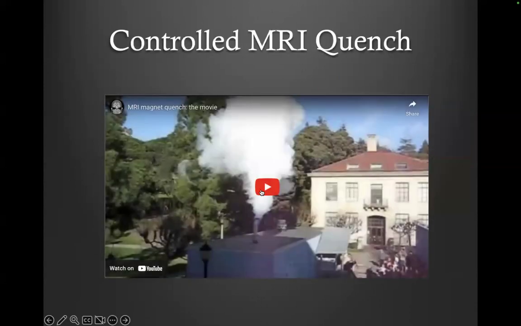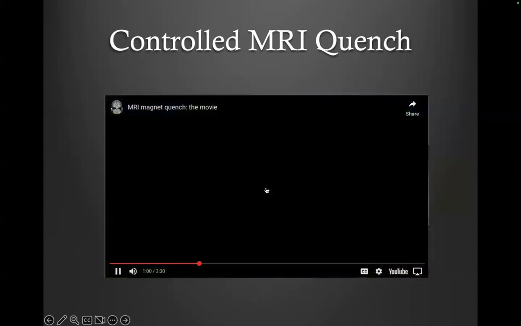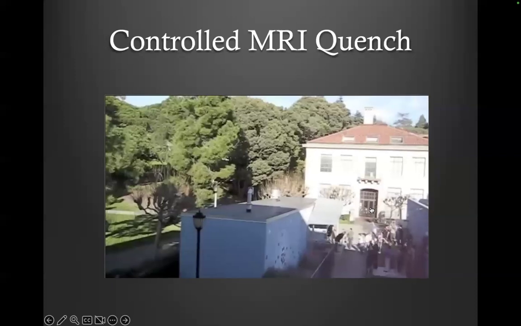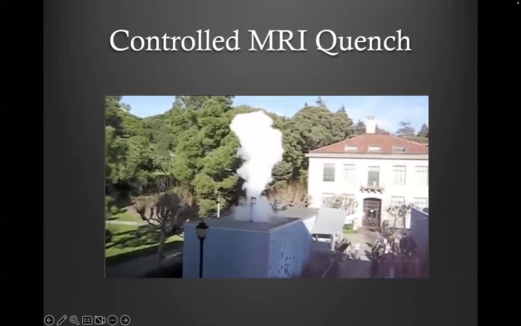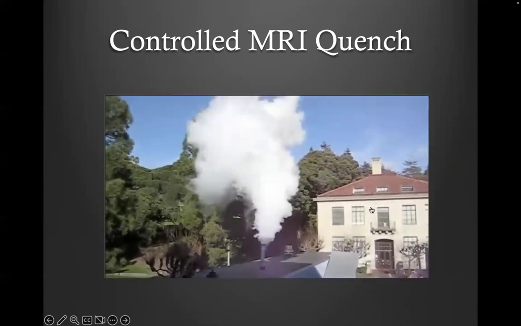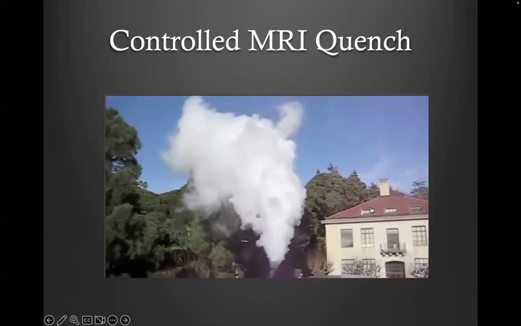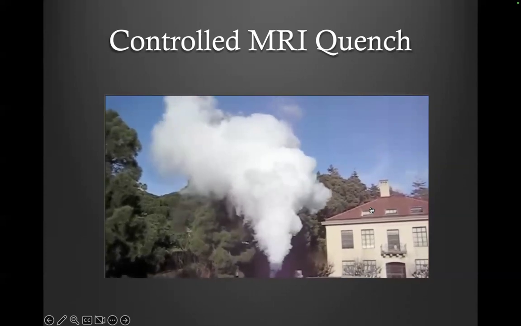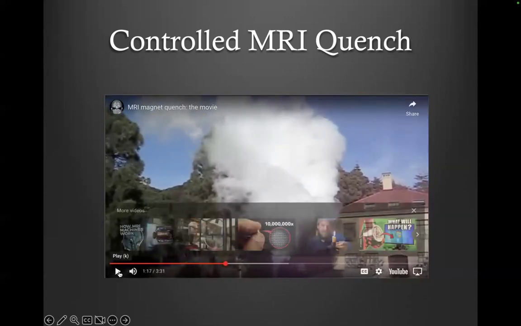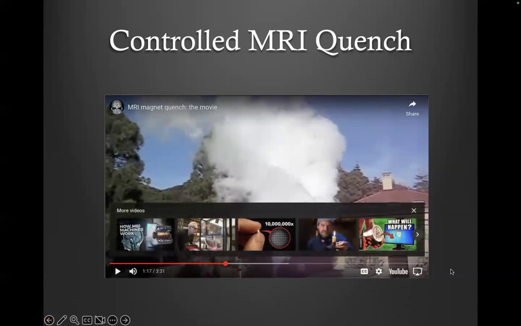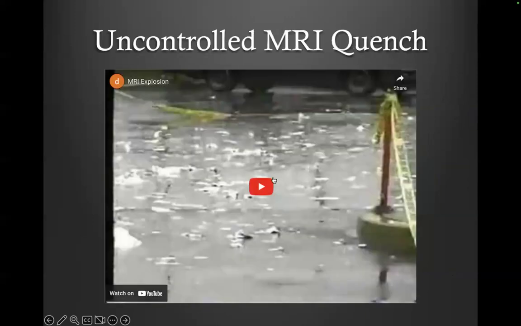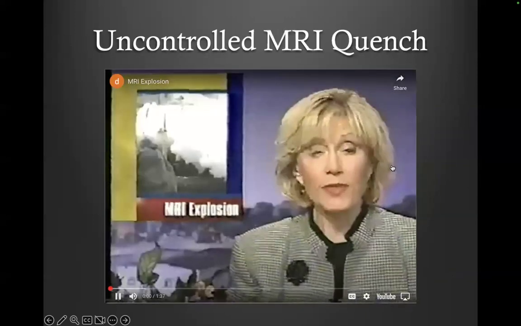This shows an example of what happens when a quench occurs. That is outside the scanner room, and you can see liquid helium just boils off. And this is venting through the quench vent pipe, but it's going to go inside the scanner room, which is not good. This is another uncontrolled MRI quench.